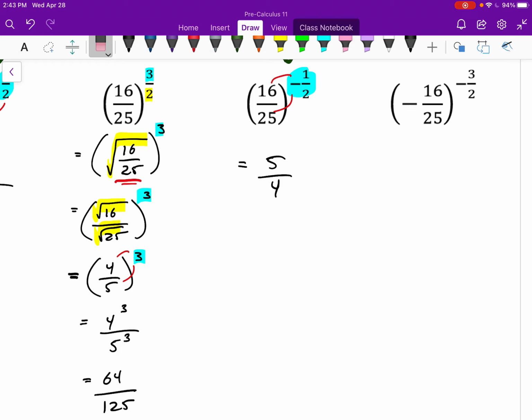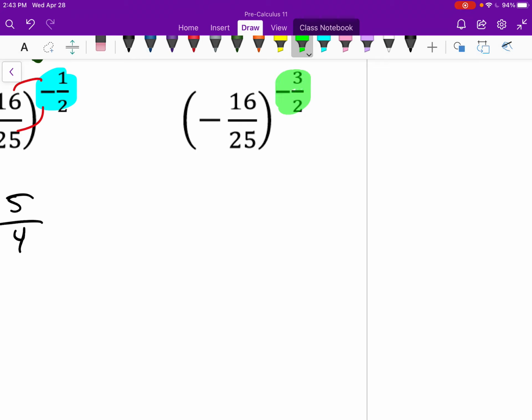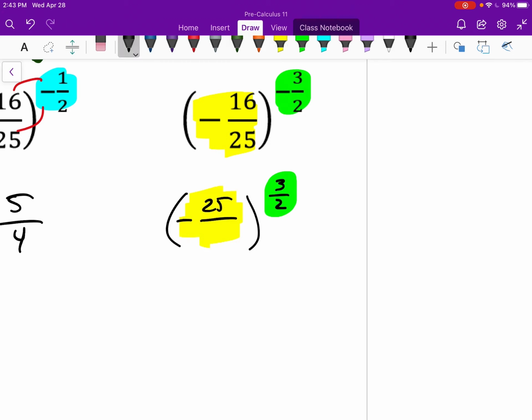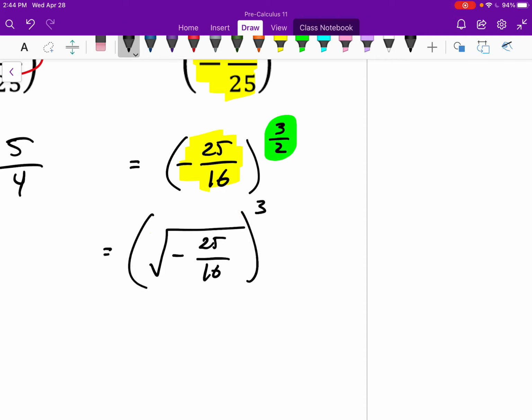Well, one thing I could do is still build upon things we've reviewed recently. If I have a negative power here and I don't want it, I can make it a positive power. I can change negative 3 over 2 to positive 3 over 2. If I find the reciprocal of this, the reciprocal of negative 16 over 25 is negative 25 over 16. A reciprocal will never change the sign. You just essentially flip it over. And now I can think about what this means. This means the square root of negative 25 over 16, all cubed. That's what this means.